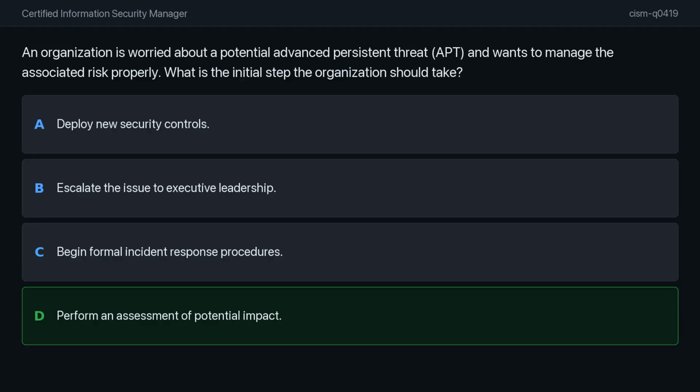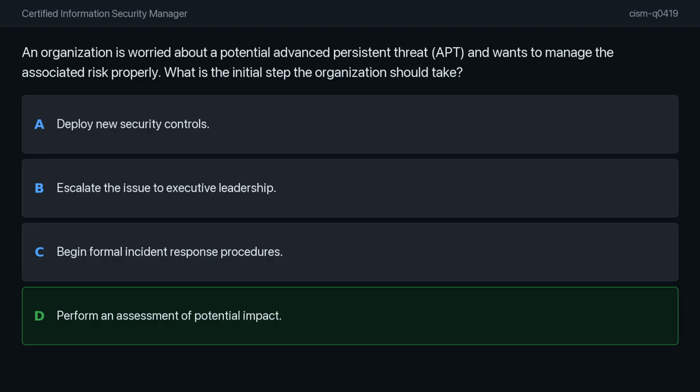Deploying new controls before assessing the situation often leads to gaps or inefficiency. Escalating to leadership is vital, but they need the findings from an analysis to take meaningful action. Lastly, incident response is meant for active breaches, not just potential threats.